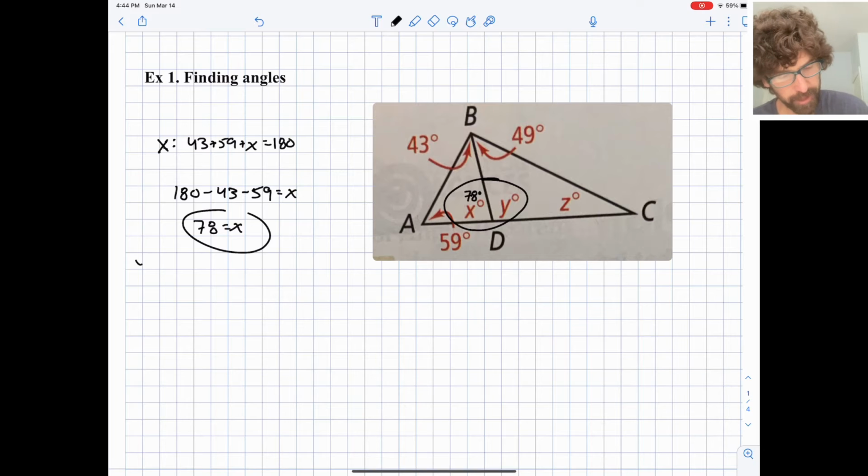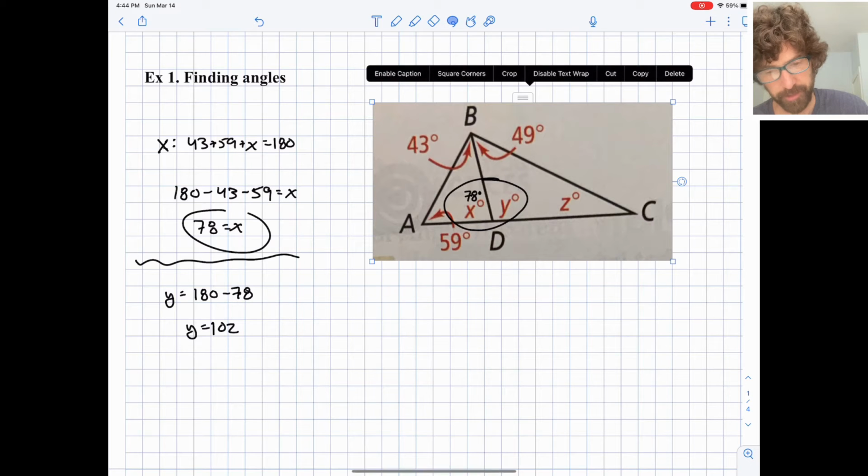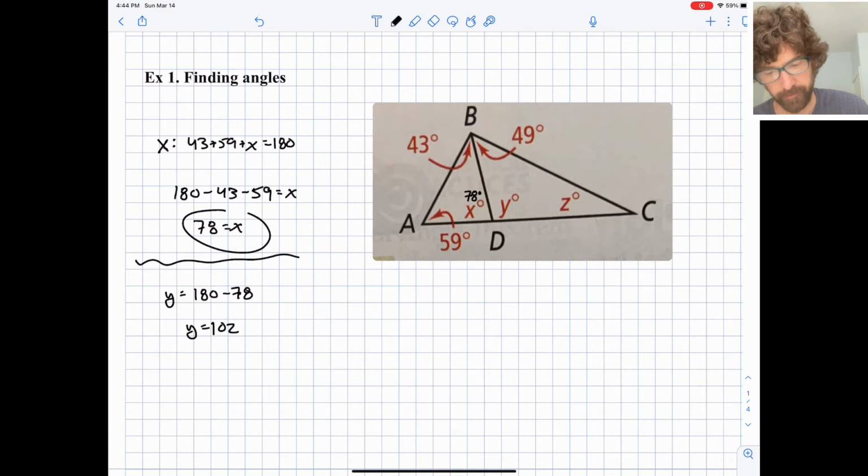So next we can say that y is 180 minus the 78 that we just got. Okay, because those two angles have to sum to 180. So y is going to be 180 minus 78. And I get 102 for that. So y is 102. And so let's label that right in there as well. So this is a 102-degree angle.